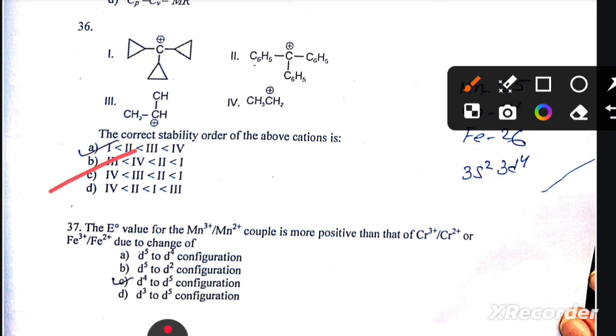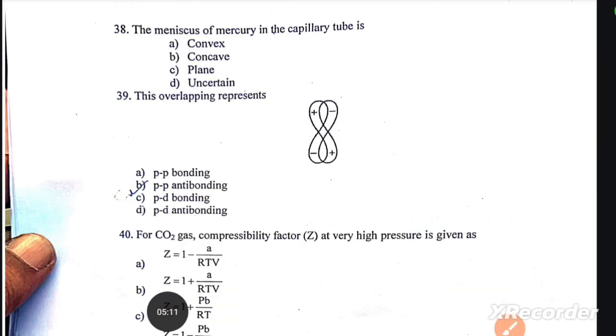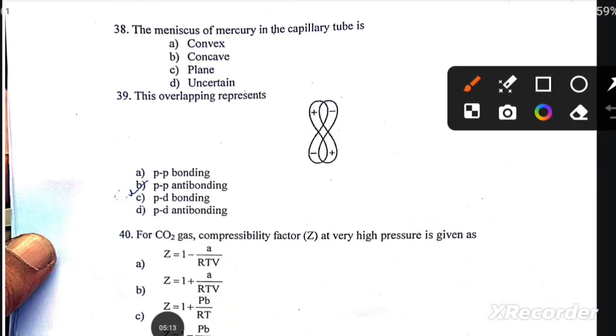Correct answer is option C. The E naught for the Mn3+ to Mn2+ couple is more positive than Cr3+ to Cr2+ due to the change of d4 to d5 configuration. The meniscus of mercury in the capillary tube is convex. The overlapping represents pp antibonding. For a CO2 gas, compressibility factor at very high pressure is given as?